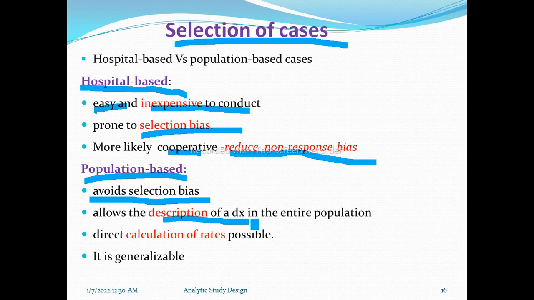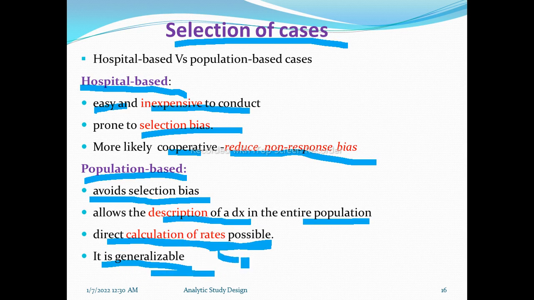It allows the description of disease in the entire population. So when you are selecting the cases in the population, those cases or individuals will represent the population, will describe the population. Direct calculation of rates is possible in the case of population based cases. Rates are possible, and it is also generalizable, since it is estimated from the general population.